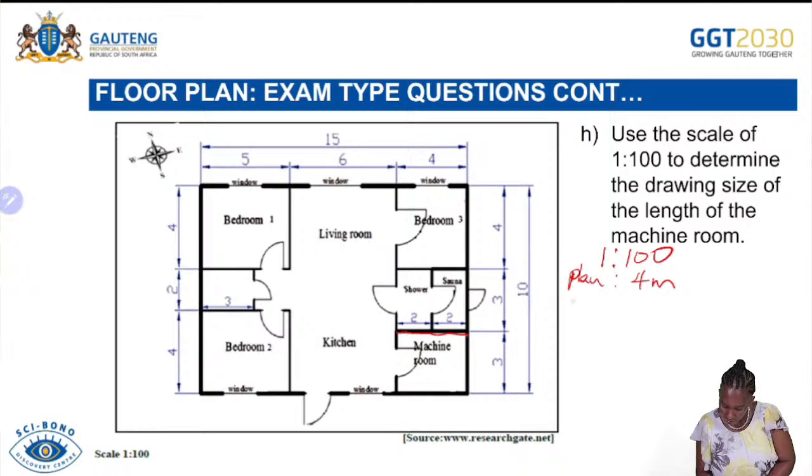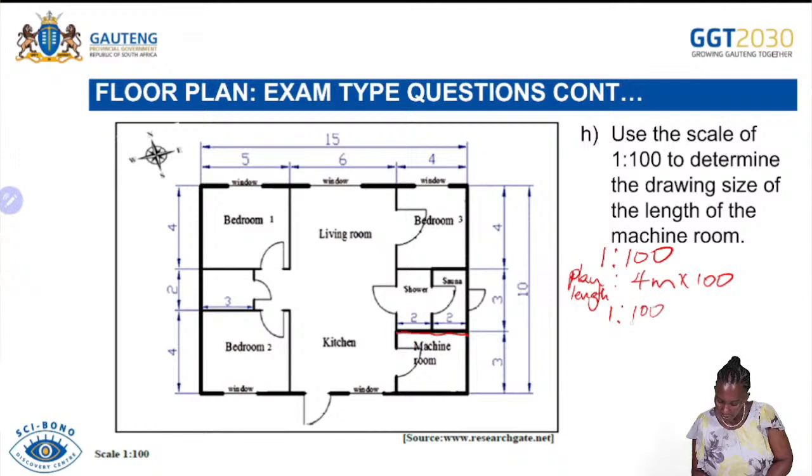We want to know the plane length. And before we can do that, we can't be working with 2 different units. We quickly need to convert these meters to centimeters, and then we just multiply by 100. So it will be 1:100, and then the plane, and the actual will be 400, because 4 multiplied by 100 is 400.